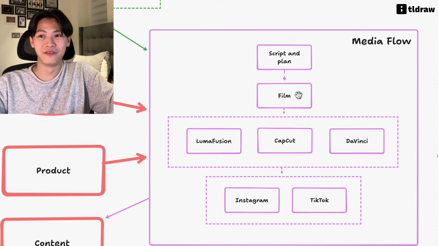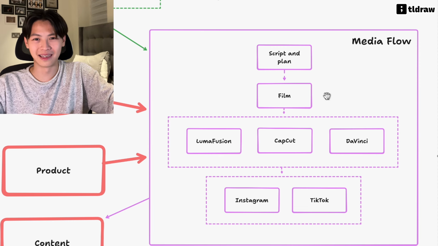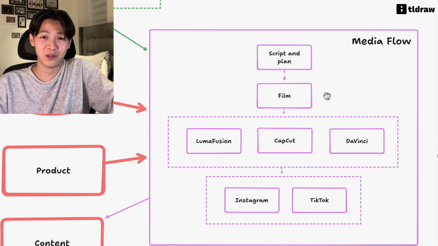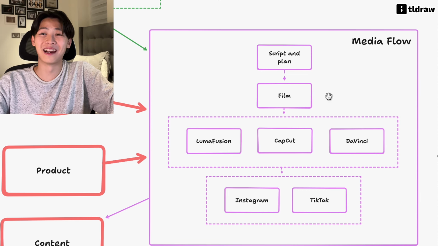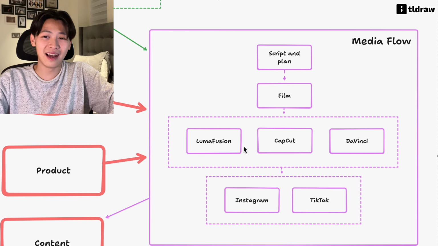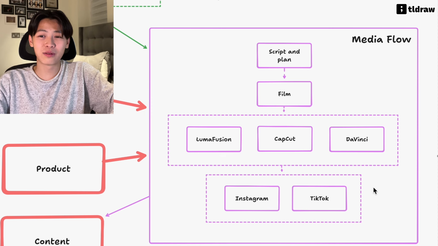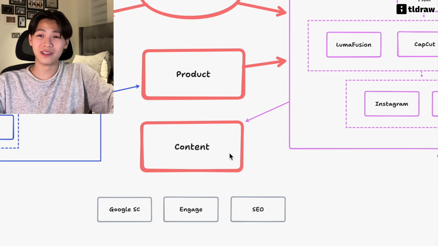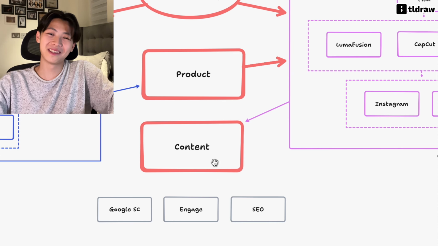And then there's the filming, which includes lighting, color theory, composition, which once again people do an entire degree and spend their entire life figuring out. And then after that I use either LumaFusion, CapCut, or DaVinci to edit my video. And after that it's pretty much ready for me to put onto Instagram and TikTok. And once it's on Instagram and TikTok, this is the content that you see.